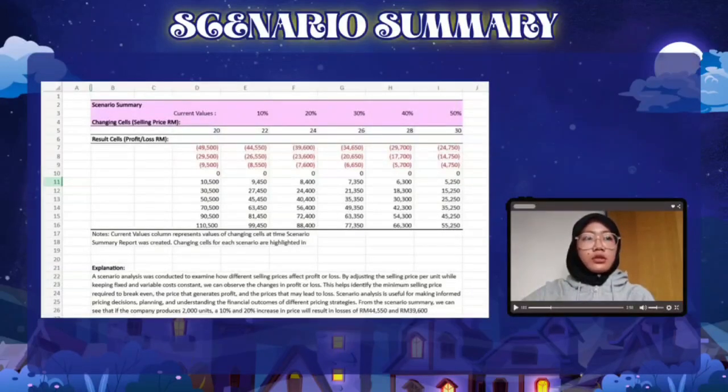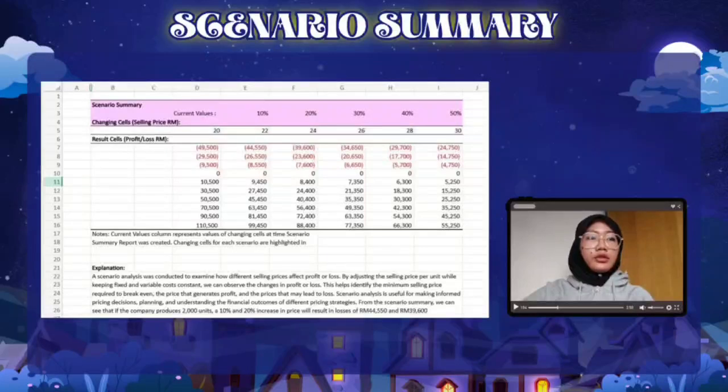Based on the results shown in the table, we can observe that at the current selling price, the company experiences significant losses, especially at lower production levels. Even after a 10% and 20% increase in the selling price, the company is still making losses. Although the amount of loss gradually decreases, this indicates that small price increases are not sufficient to cover total costs.